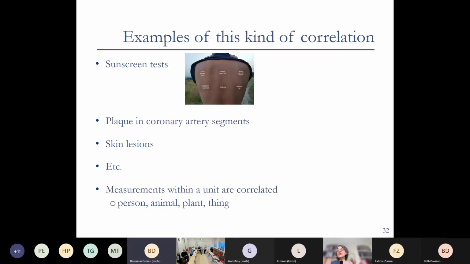So this kind of correlation happens a lot. In sunscreen tests, what you do is you take somebody's back and you split it into lots of little pieces, and you put different sunscreens on the different parts of the back, and then you expose the person to sun, and you ask which sunscreens have worked the best.